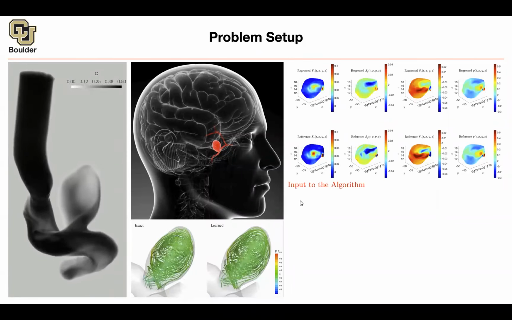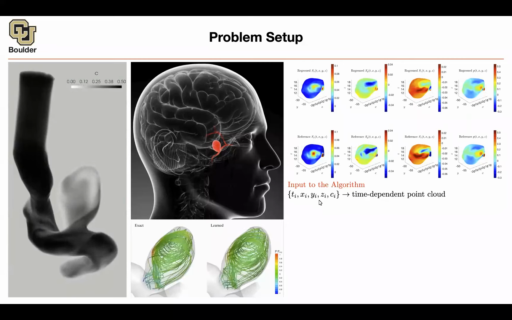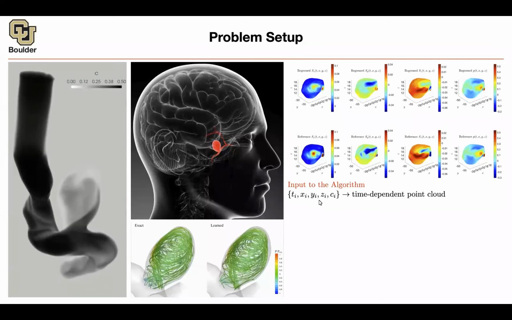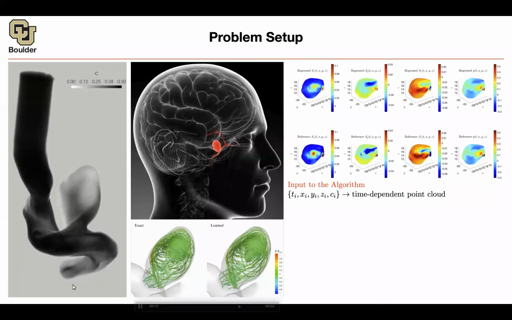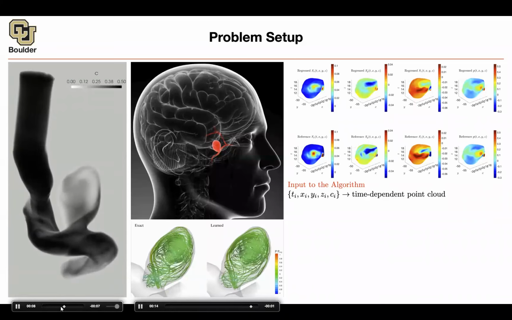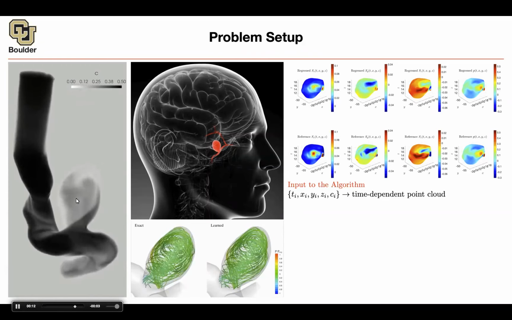So the input, let's take a look at it. Let's take a closer look at the data. It's going to be a point cloud, and it's going to be time dependent. So it's going to be a set of points in space and time. For instance, at this point in time, at this point in space, X, Y, and Z, you know the corresponding concentration.